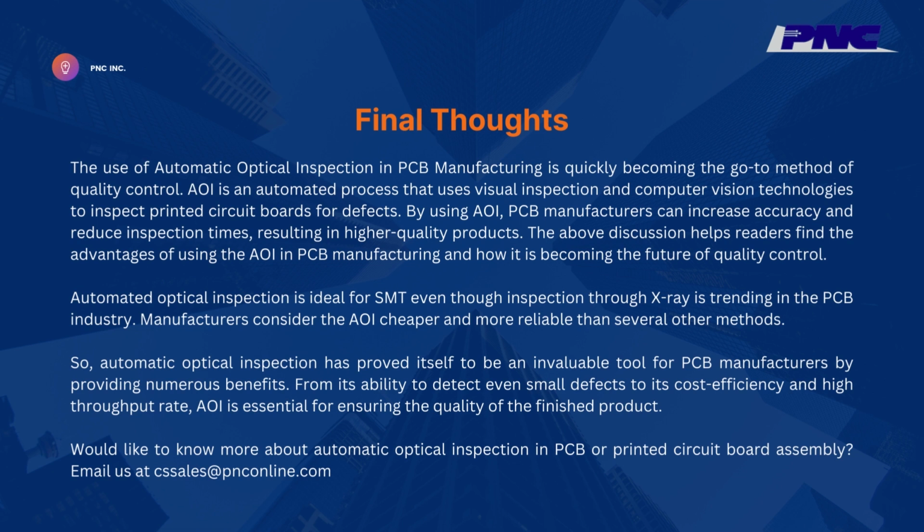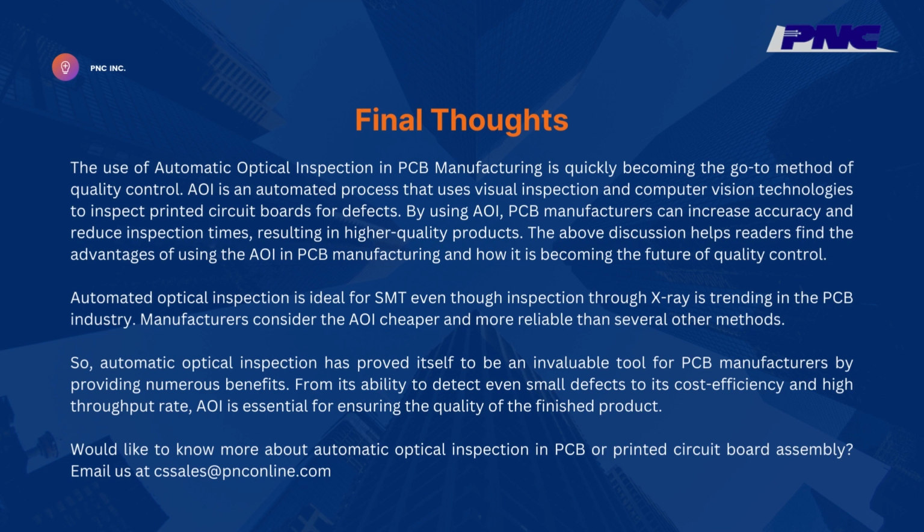Final thoughts: the use of automatic optical inspection in PCB manufacturing is quickly becoming the go-to method of quality control. AOI is an automated process that uses visual inspection and computer vision technologies to inspect printed circuit boards for defects. By using AOI, PCB manufacturers can increase accuracy and reduce inspection times, resulting in higher quality products. The above discussion helps readers find the advantages of using the AOI in PCB manufacturing and how it is becoming the future of quality control.